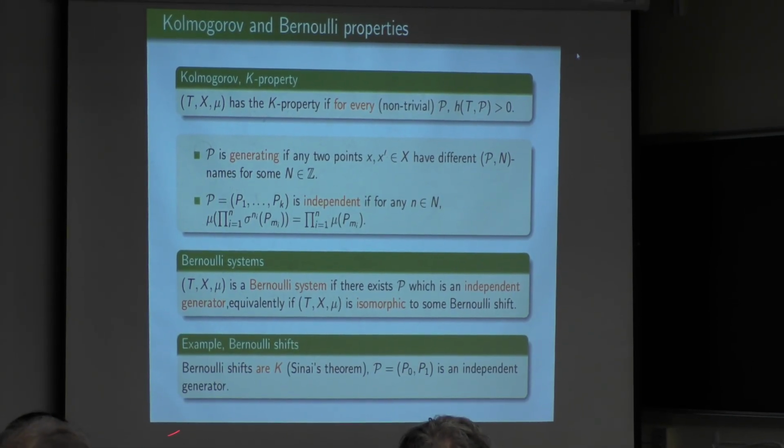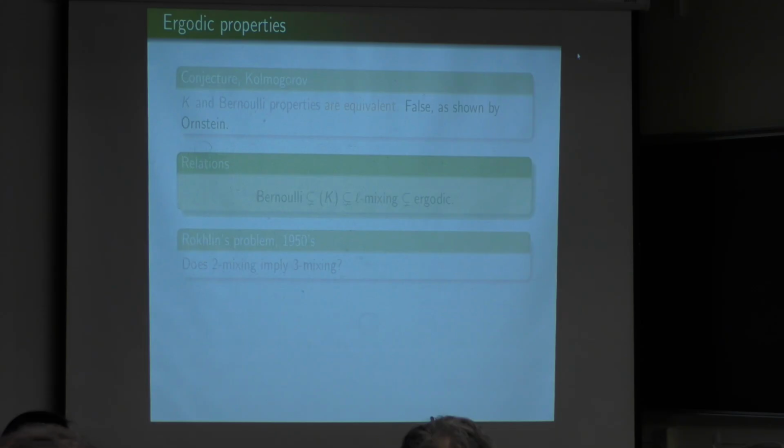Yeah, so Bernoulli shifts are K, and this is Sinai's theorem. So for Bernoulli shifts, any non-trivial partition has positive entropy, and this is an independent generator. I mean, it's almost a tautology, but the Bernoulli shift is a Bernoulli system. What is interesting to study is the other direction. You'll see in a moment that the theory was developed to ask to what extent a matrix on the two torus can resemble a Bernoulli shift. So it's the other direction that's interesting.